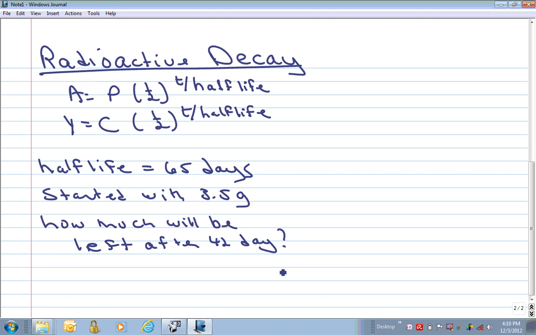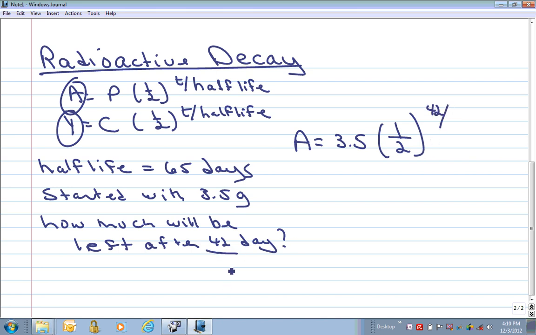So we're going to plug into our half-life formula. We want to know how much will be left, so we want to know the Y value or the A value. So the amount that will be left when we start with 3.5 grams, multiplied times 1/2 raised to time. Our time is 42 days later, divided by the half-life, and we know our half-life is 65. And that's what we would do.